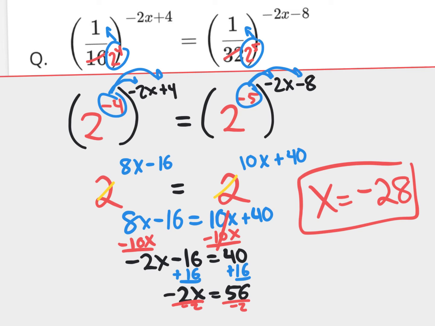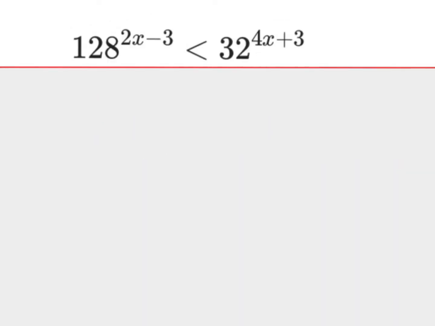Let's move on to the next question. All right, we have to solve this inequality. And of course, in order to solve exponential equations or inequalities, you want the same base, both on the 128 and the 32. You want the same base. So you don't want them to be different numbers.